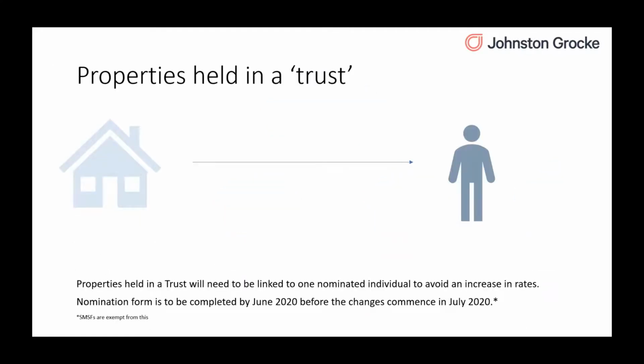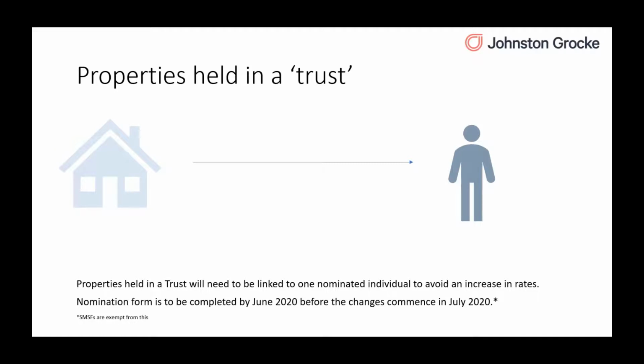So what's happening here with properties held in trust? What they're trying to do, as I said before, is that they don't know necessarily who the trust is really linked to. It's really hard to determine that sometimes. You may have a director of a company who's actually unrelated to the beneficiaries of the trust. So the government says that you need to nominate, by June next year, a key person to be linked to that trust. This is purely for land tax purposes, for no other reason.